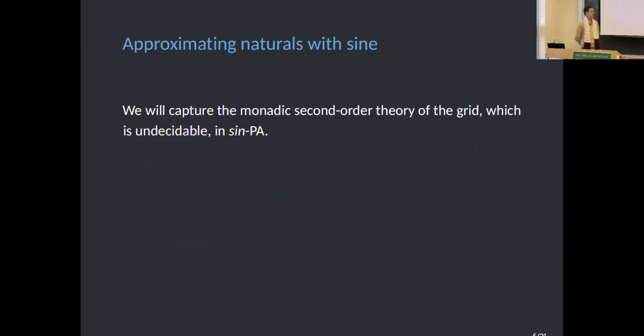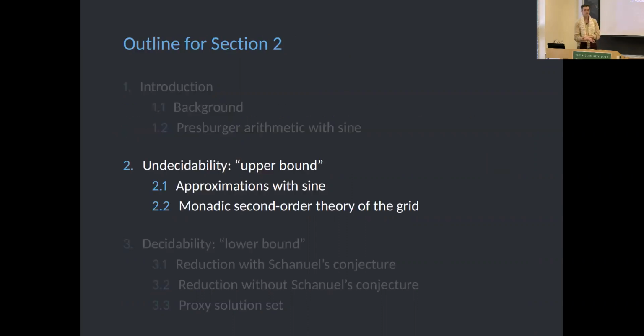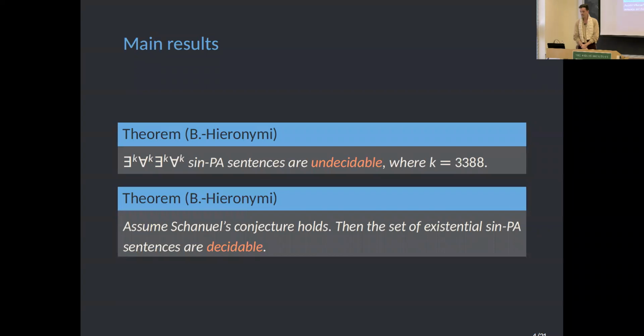So basically the way that we get, yeah, go ahead. So you mean for k greater or equal to this? For the first result, is that you're asking? Yeah. Like if we just take the sine PA sentences where we have at most 3,388 existential quantifiers, and then at most the same number of for all quantifiers, and then bounding the number of quantifiers, even taking just that set is undecidable. So think of it as at most. Does that clarify?